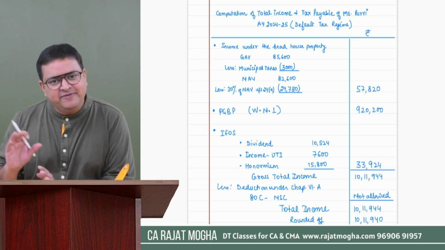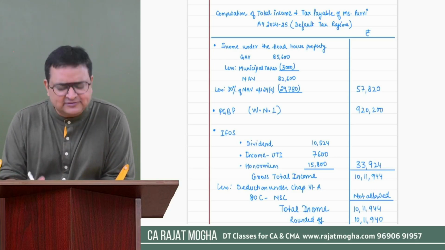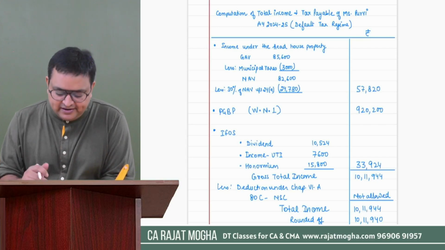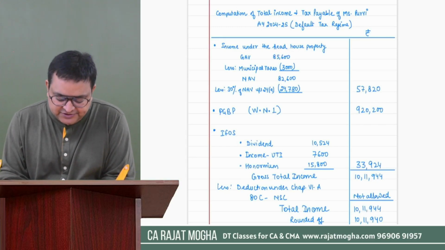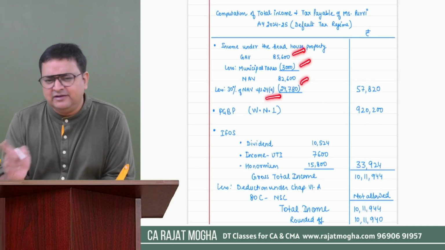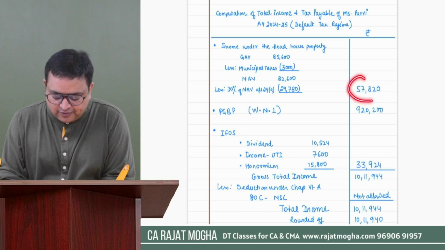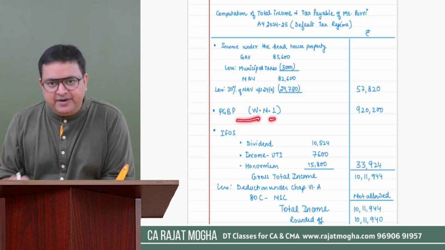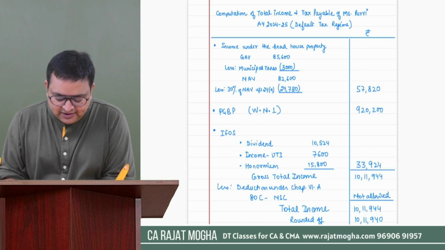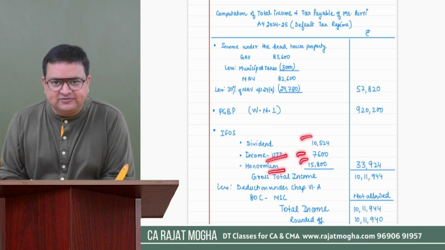And for PGBP, we can make a note. For house property, there are just 2 or 3 lines. So you can show it right here. So for house property income, we have GAV, municipal taxes, NAV, 24A, 30% deduction. There was no 24B. There was no interest on loan, and so this is our house property income. PGBP, we have made a note. For IFOS, we have dividend income from UTI and honorarium, and that too at a gross level, right?